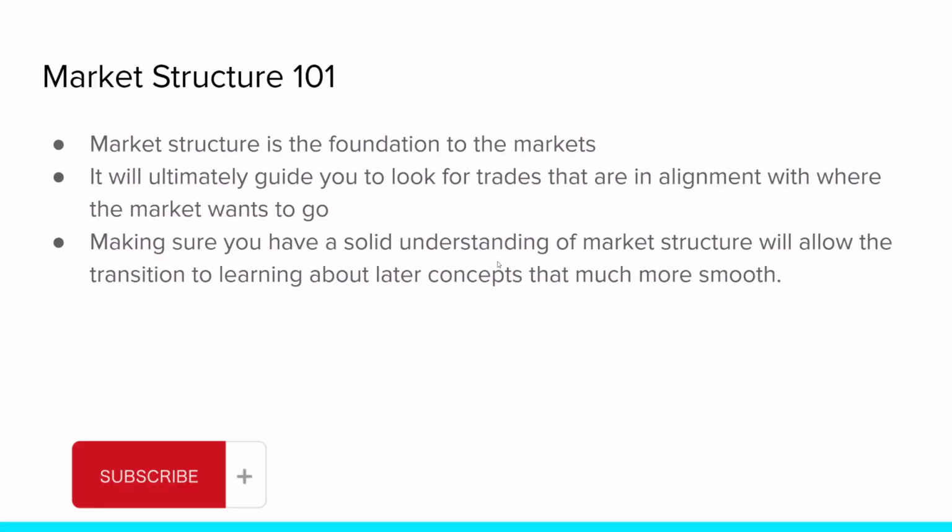So market structure 101. Market structure is the foundation to the markets. It will ultimately guide you to look for trades that are in alignment with where the market wants to go. Making sure you have a solid understanding of market structure will make the transition to learning later concepts much more smooth. Market structure is pretty much higher highs, higher lows. Is the market bullish? Is the market bearish? Are we consolidating? It's essentially the roadmap when we're looking at the charts and how we want to approach a specific bias or a specific trade idea.